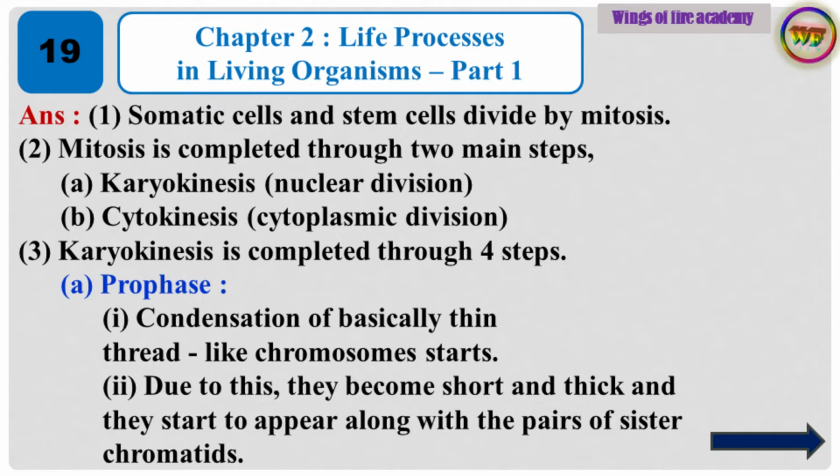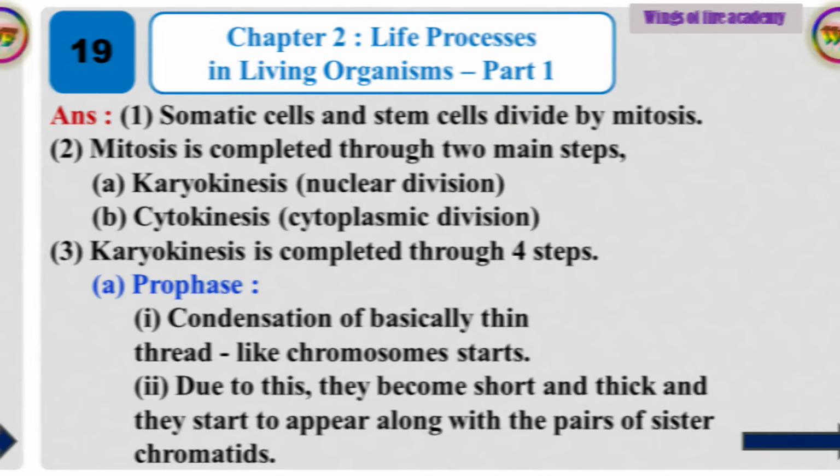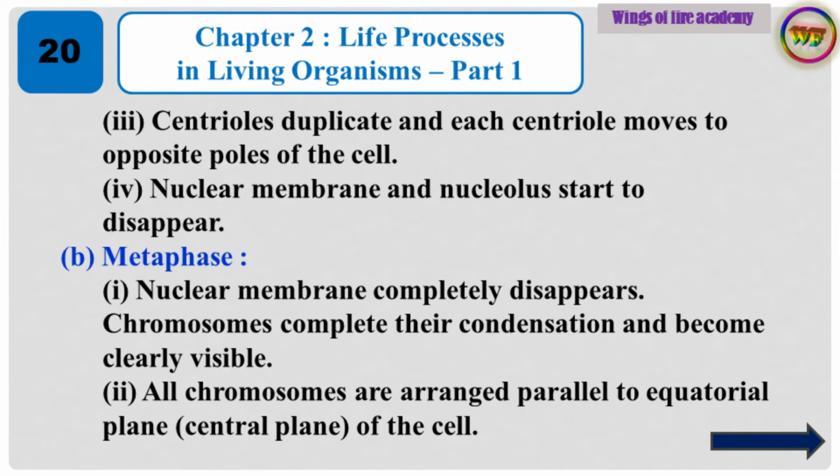A. Prophase. 1. Condensation of basically thin thread-like chromosomes starts. 2. Due to this, they become short and thick and they start to appear along with the pairs of sister chromatids. 3. Centrioles duplicate and each centriole moves to opposite poles of the cell. 4. Nuclear membrane and nucleolus start to disappear.